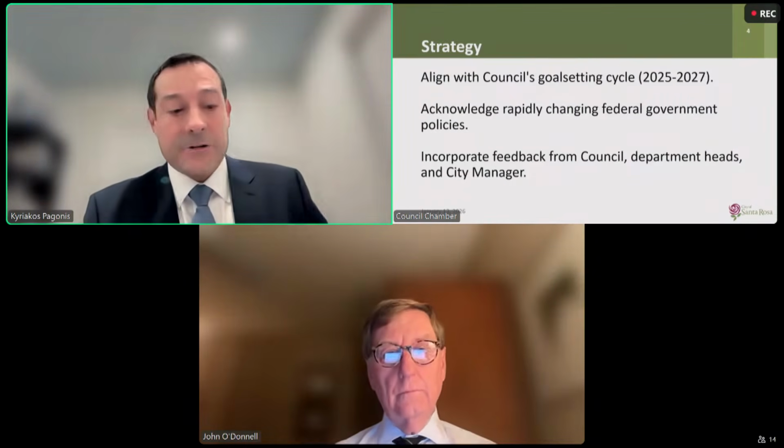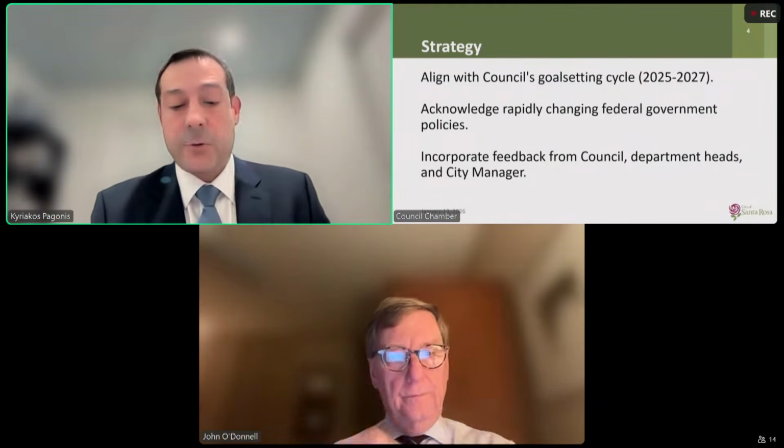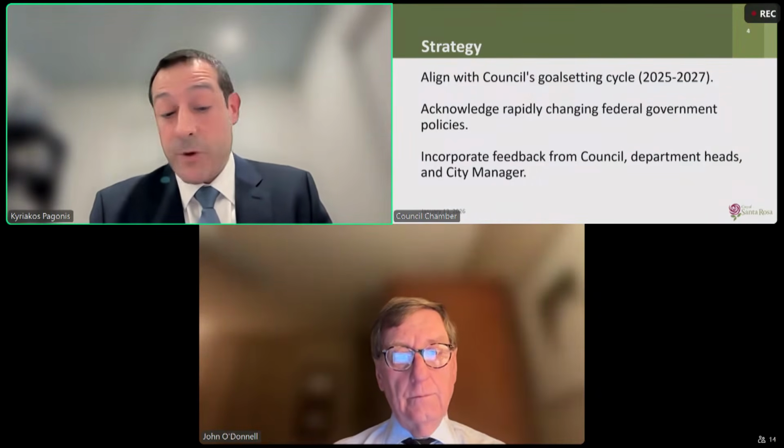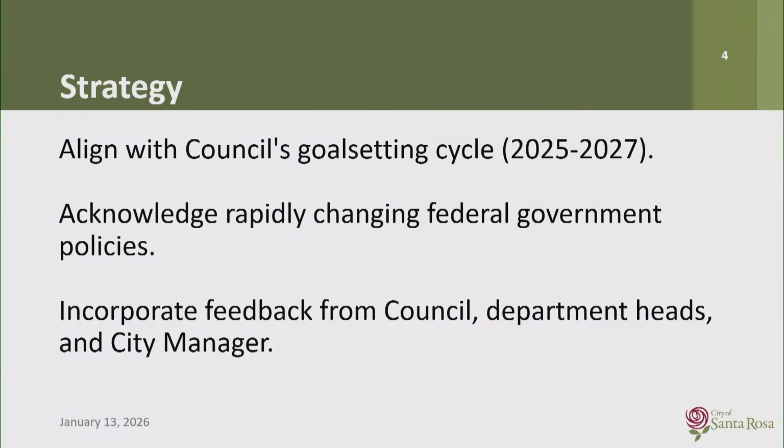So I wanted to now shift over to 2026 and the strategy. That's the strategy outlined, aligned with the city's goals and goal setting cycle that took place earlier last year. It also acknowledges rapidly changing federal government policies and actions almost by the second, and incorporates feedback from council, department heads, and the city manager. Back in October, John and I had 2 days of meetings with council and the city management and staff to get feedback on the direction for this 2026 federal platform. Next slide, please.